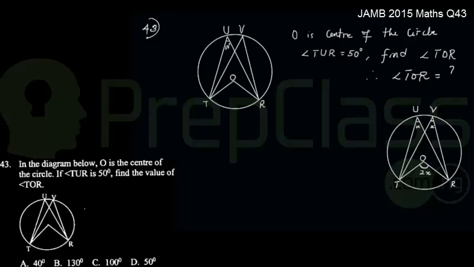We are currently on question 43. This is a question on circle geometry. We are given a diagram. The question says in the diagram below, O is the center of the circle, which you have here. O is the center of the circle.